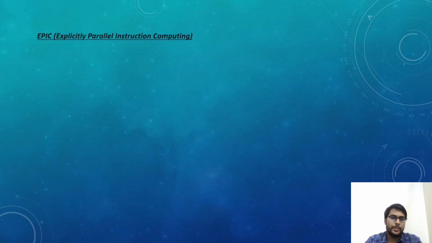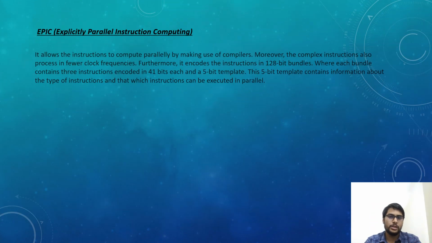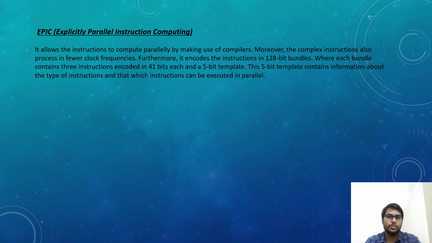Next, EPIC, Explicitly Parallel Instruction Computing. It allows the instructions to compute in parallel by making use of compilers. Moreover, the complex instructions also process in fewer clock cycles. Furthermore, it encodes the instructions in 128-bit bundles, where each bundle contains three instructions encoded in 41 bits each and a 5-bit template. This 5-bit template contains information about the type of instructions and which instructions can be executed in parallel. Example: Intel Architecture 64.